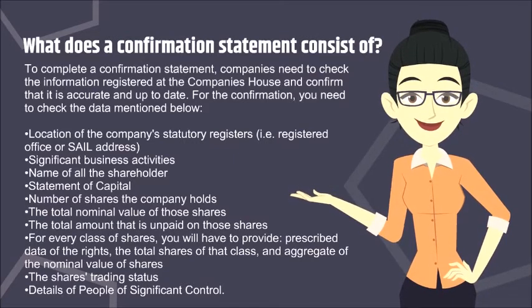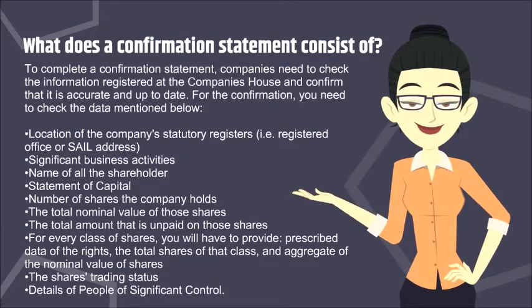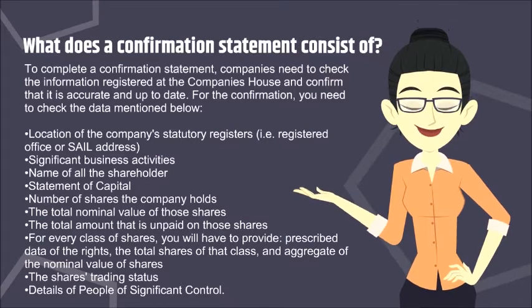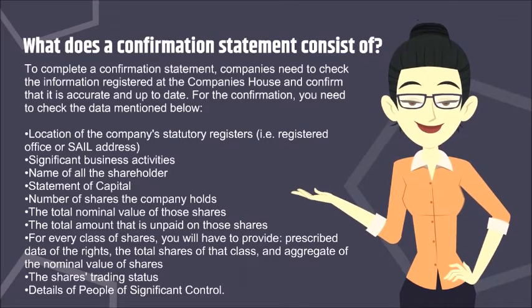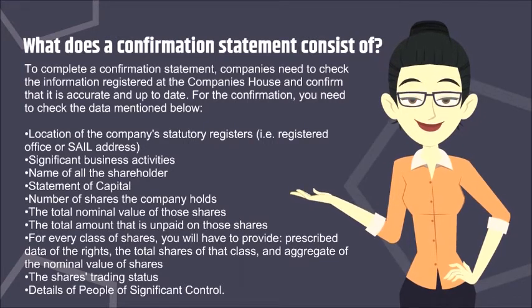Statement of capital. Number of shares the company holds. The total nominal value of those shares. The total amount that is unpaid on those shares. For every class of shares, you will have to provide prescribed data of the rights, the total shares of that class, and aggregate of the nominal value of shares. The shares' trading status. Details of people of significant control.